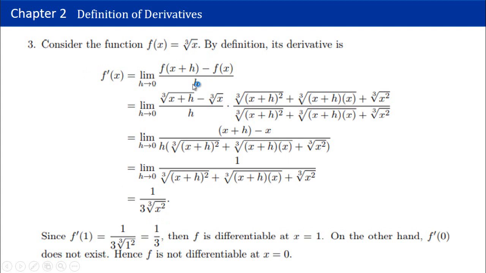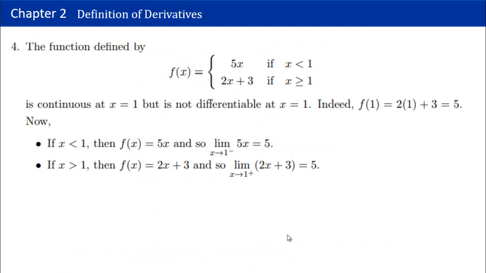And we have to find f prime of 1 to see if this is differentiable at x equals 1. We have 1/3, and we know that the limit is also equal to 1/3. On the other hand, f prime of 0 does not exist. Hence, f is not differentiable at x equals 0.